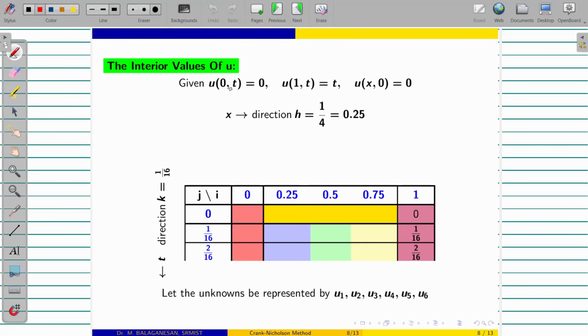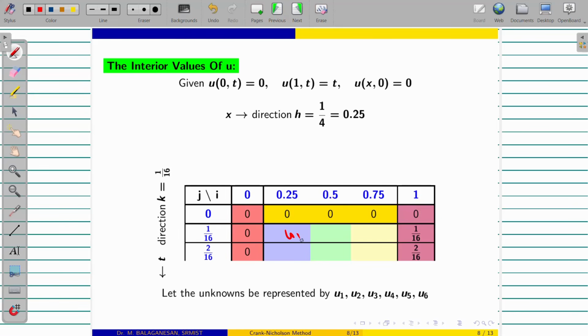What is the next boundary condition? U of 0 comma t equal to 0. At x equal to 0, u value is 0. This boundary condition is 0. Then what about the third one? U of x comma 0. T value 0. Where will it be? In the x-axis. T value 0 in the x-axis. So it will be 0, 0, 0. That's it.